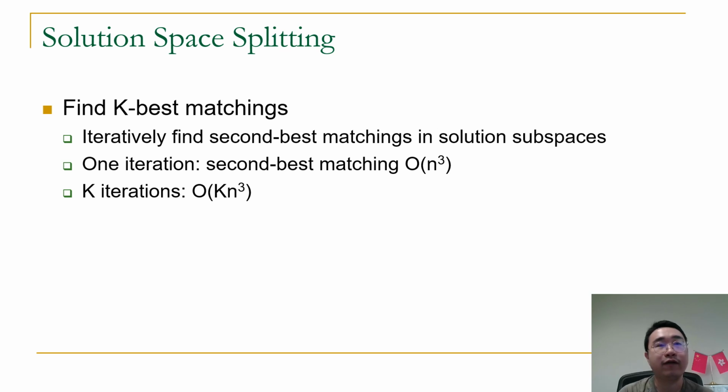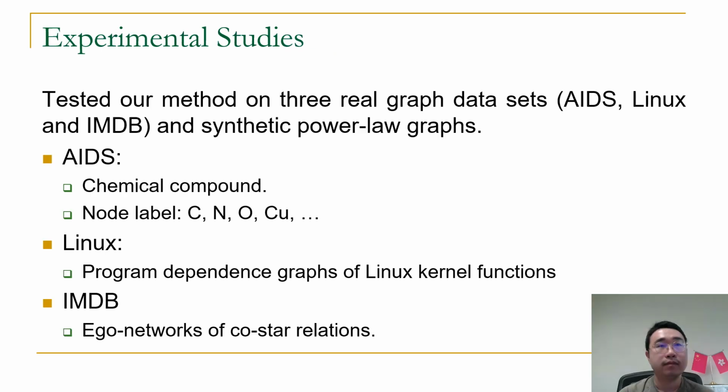Many well-known graph algorithms support that we can find the best or second best matching in cubic time. Hence, the total time complexity of finding k-best matchings is O(k n^3). Although the cubic time complexity is not efficient enough for large graph processing, it is still time-saving compared to search-based algorithms. In the following, I will give a brief introduction to the experiments.